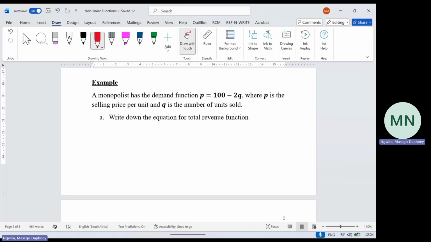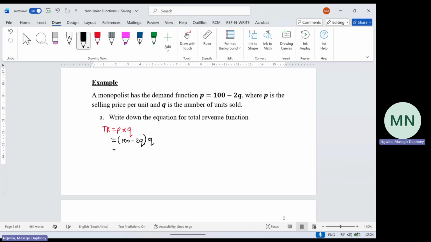So we all know that when we want to calculate total revenue, we are going to say TR is equals to P times Q. So this shows that for you to understand this, you must firstly understand your first lesson and second lesson. All right, so this will be equals to, our P is given. So this is going to be 100 minus 2Q, and then times our Q.